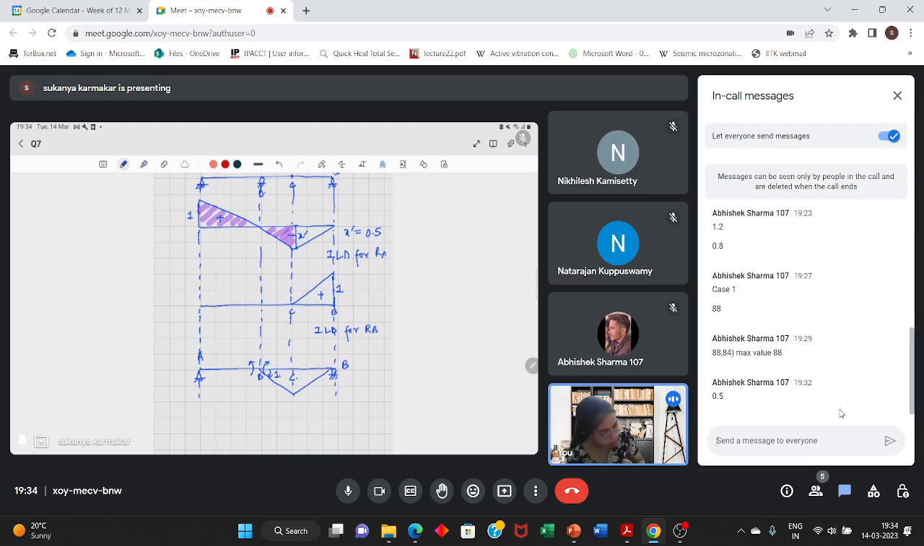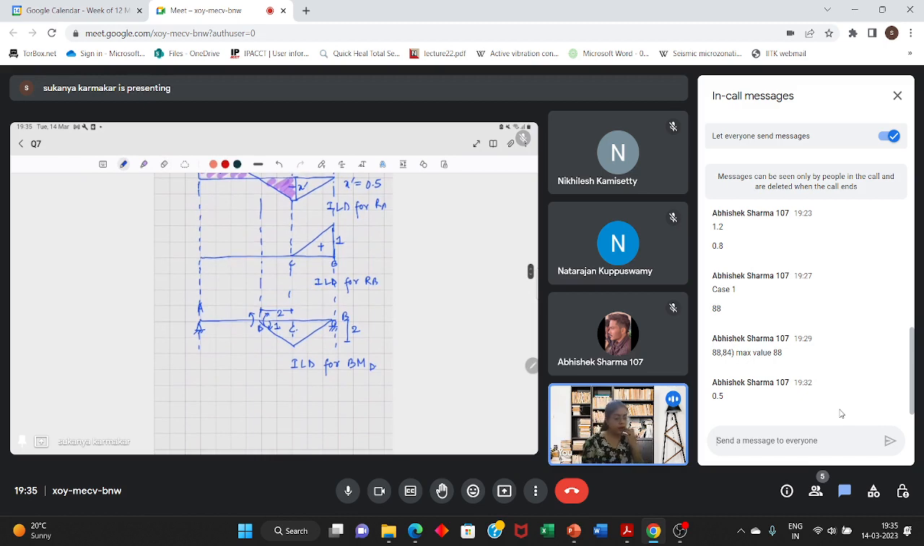The theta is 1 unit here. This being 1, this height, this being 2. This height will be 2. This we had done earlier, so I am not explaining it much. ILD for bending moment at T. Now we'll have to draw the ILD for shear force at C.